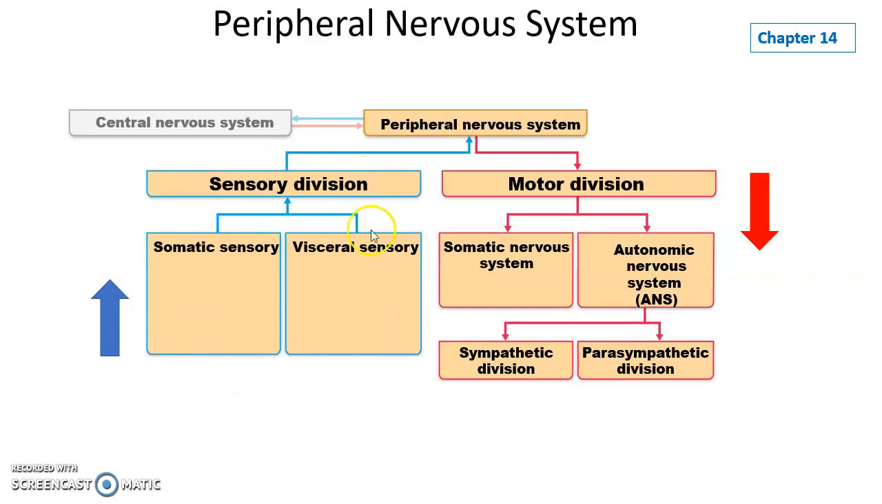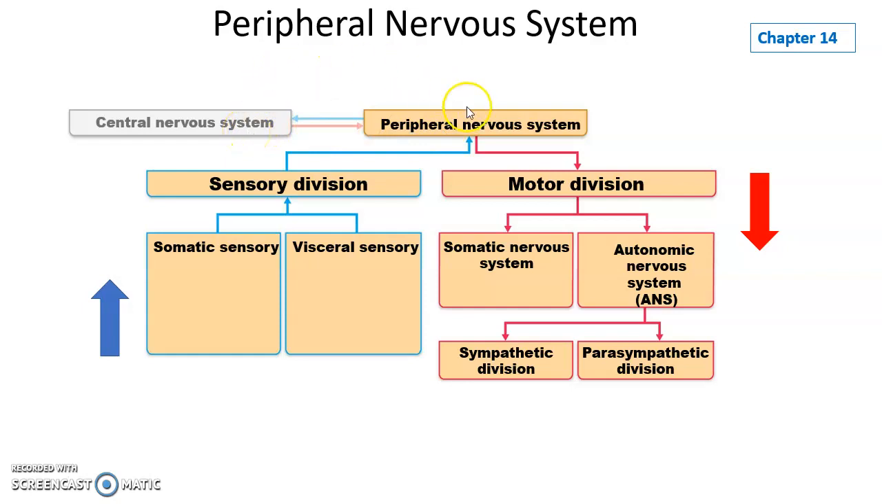There's the sensory component, where you have somatic sensory input coming from the sensations we're consciously aware of, and the visceral sensory input coming from things like the stretch in our digestive tract, organs, the blood pressure, the composition of blood, things like that that we're not as commonly aware of. That is all sensory information going through the peripheral nervous system to the central nervous system.